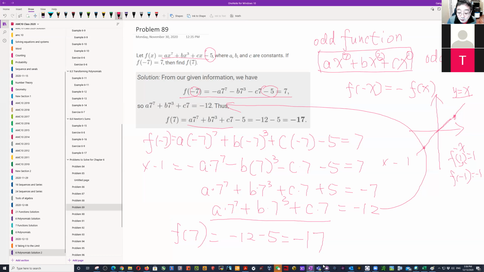And so if I take away 5, and I have g(x) equal to ax to the 7th plus bx to the third plus cx, then the relation between this is just plus 5. g(x) equals f(x) plus 5. So g(x), without the constant term, is an odd function.